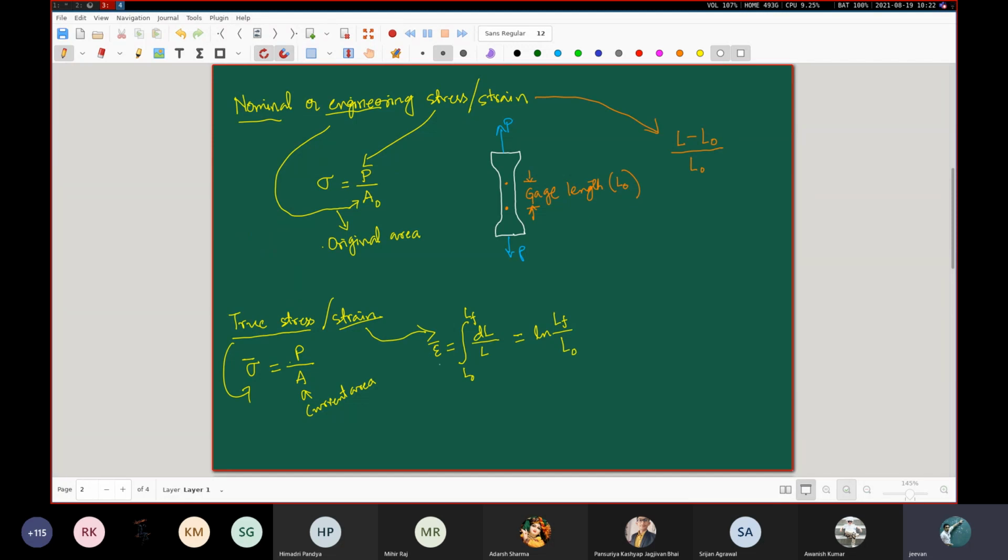You see, this is our formula for the true strain. So epsilon bar was given like natural logarithm of L_f by L naught. But the epsilon that was calculated directly is L minus L naught divided by L naught. Okay, so there is a certain difference.